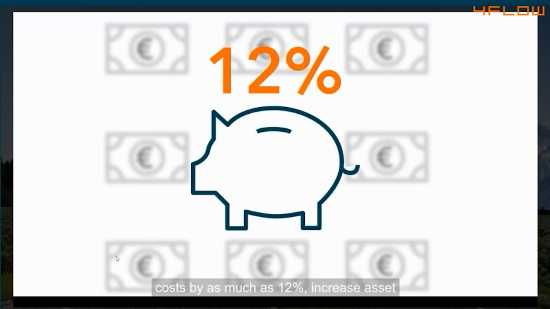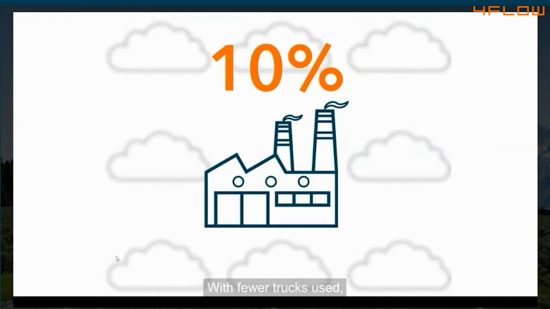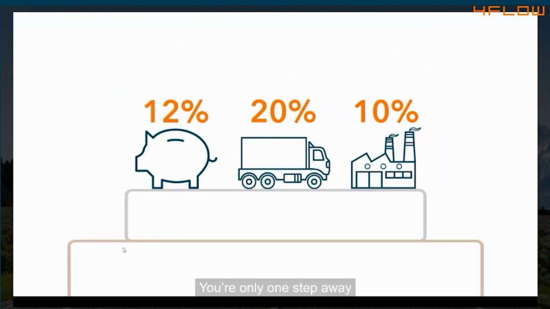Reduce transportation costs by as much as 12%. Increase asset utilization by up to 20%. With fewer trucks used, you can even reduce carbon emissions by over 10%. You're only one step away from a resilient, cost-efficient transportation network.